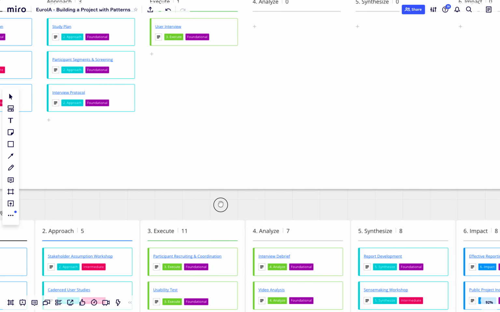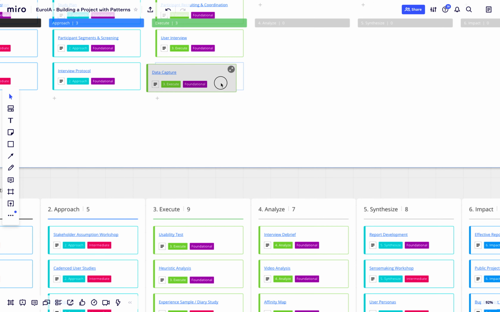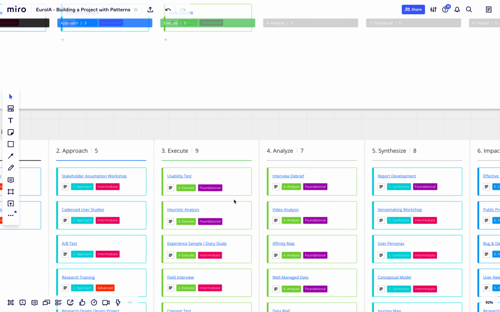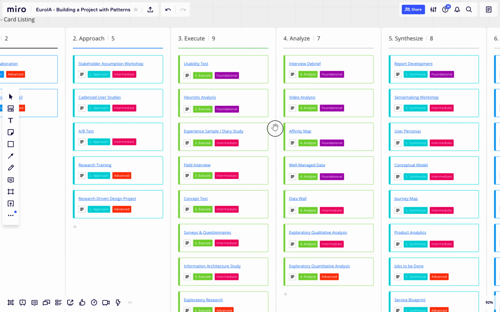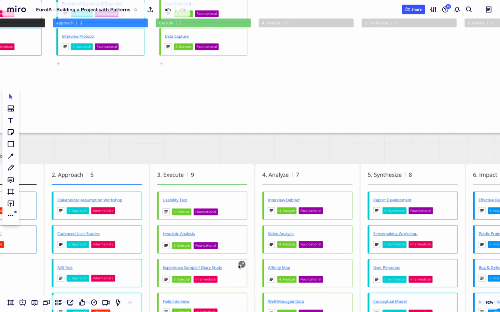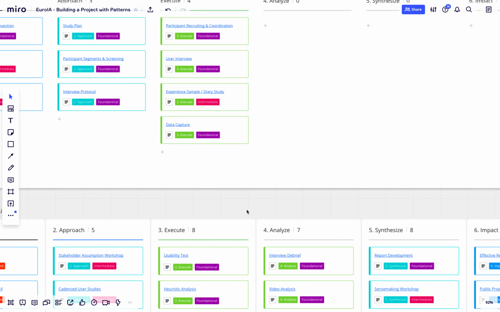Now, let's talk about execution. Of course, we want to have some interviews, and we're going to need to be able to recruit and coordinate those participants. We will need the method by which we capture the data and a system for storing that data. Because we're doing a journey map, it may actually make sense to run something a bit more longitudinal. Maybe we want some user interviews, yes, of course, but also to find a way to learn from people and get a picture of what that experience is over time, in a little more real-time manner. So we'll add right now this experience sample diary study as well.